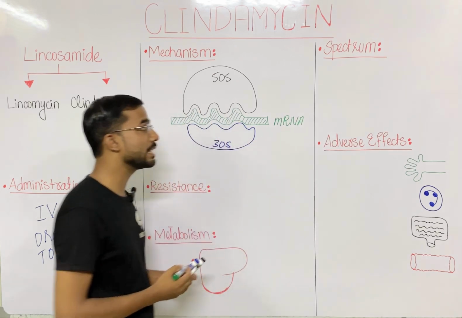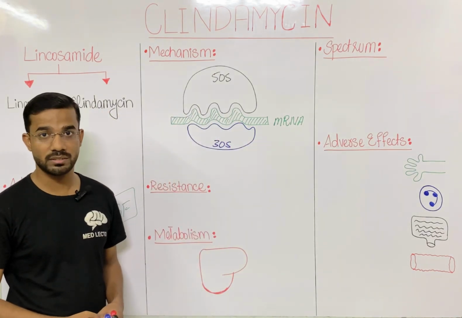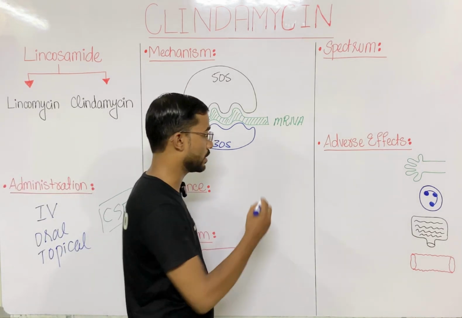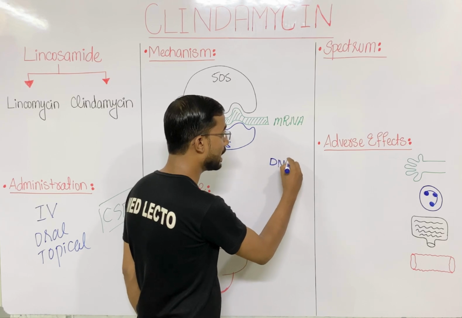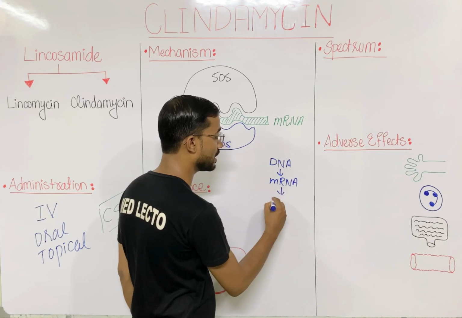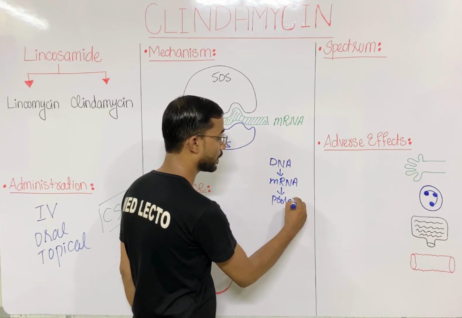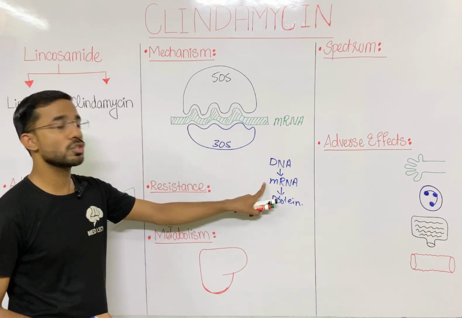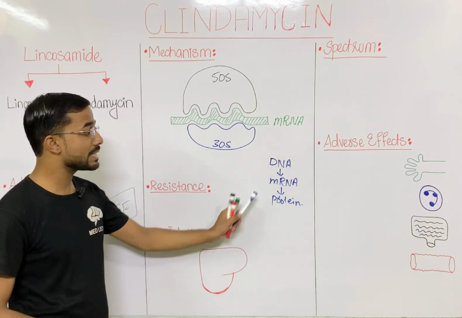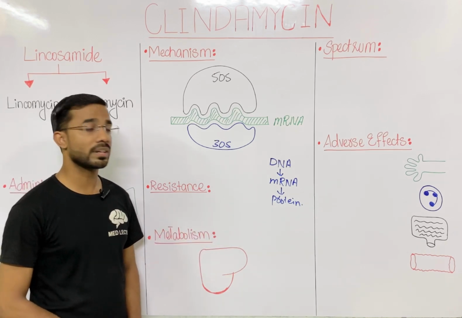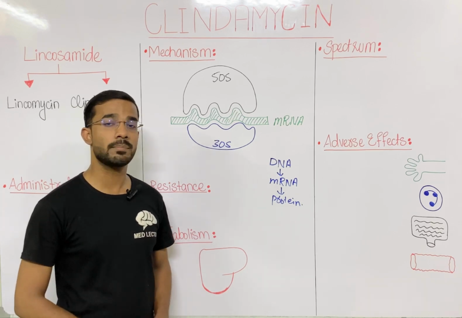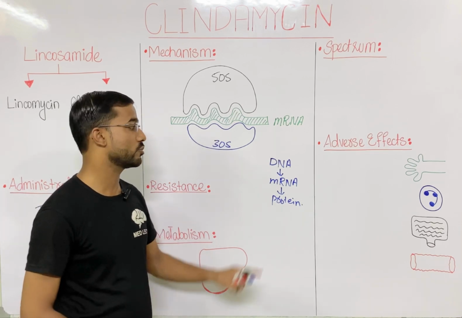So here is basically the initiation complex of the translation process. In the central dogma, you will see from the DNA, synthesis of the messenger RNA, and from the messenger RNA, synthesis of the proteins. First step, synthesis of the messenger RNA from the DNA, is called the transcription process. And second step, synthesis of the protein from the messenger RNA, is called the translation process. So clindamycin plays its role in the translation process.